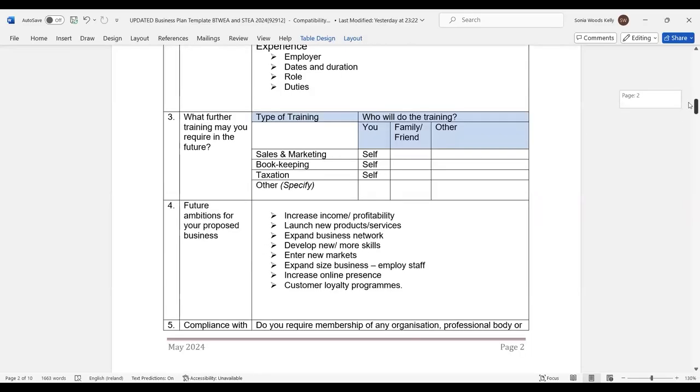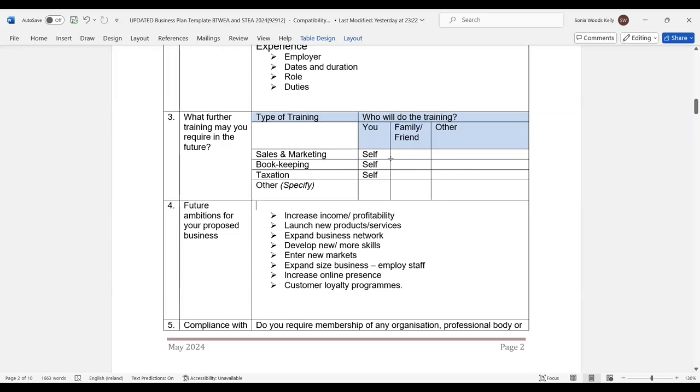Section 3 here asks you about future training you may require as a new business owner. So the training is divided into 3 sections: sales and marketing, bookkeeping, and taxation. And just note that Mayo Northeast SICAP and Mayo Local Enterprise Office provide a lot of training in this area. And once you express an interest here for future training, you will be able to attend a course in your area of choice. So the first area here is sales and marketing.